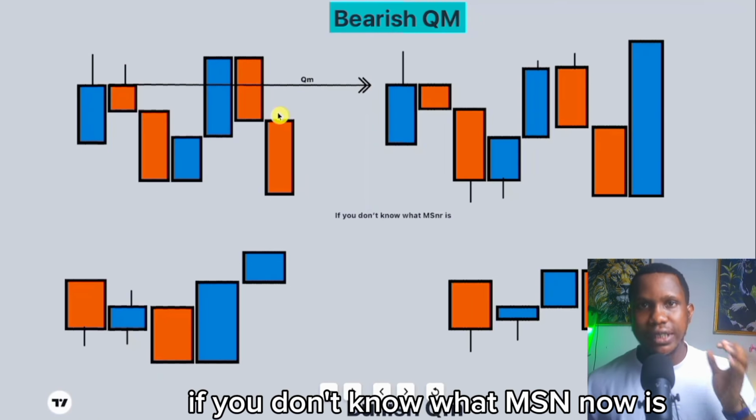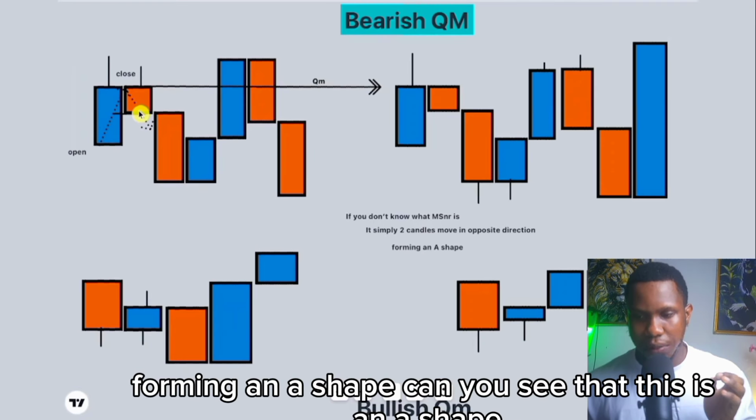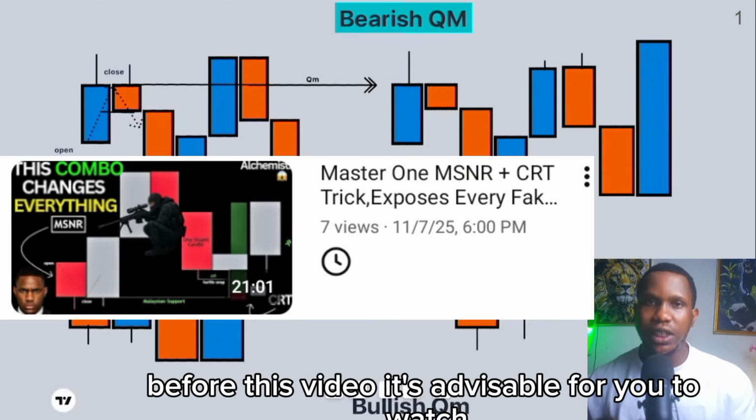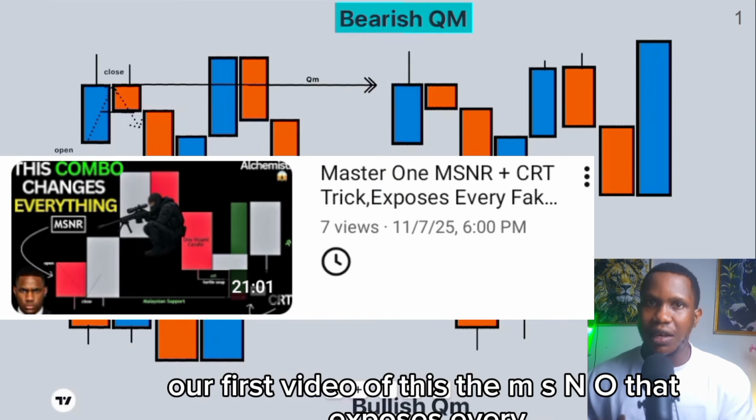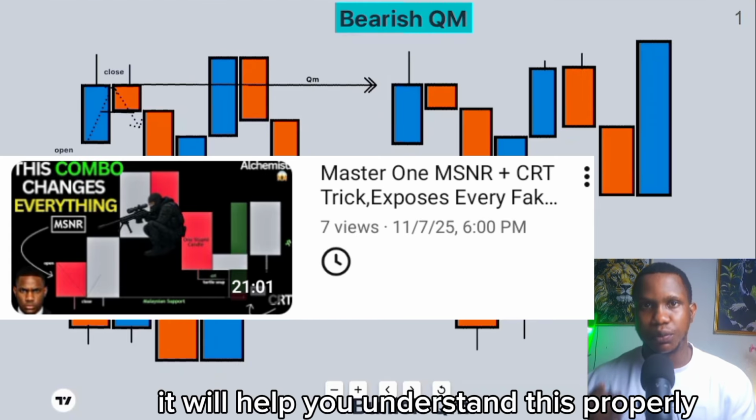If you don't know what MSNR is, it's simply when two candles move in opposite direction forming an A shape. Can you see that this is an A shape? Before this video, it's advisable for you to watch our first video of this, the MSNR that exposes every fake trader. It will help you understand this properly.